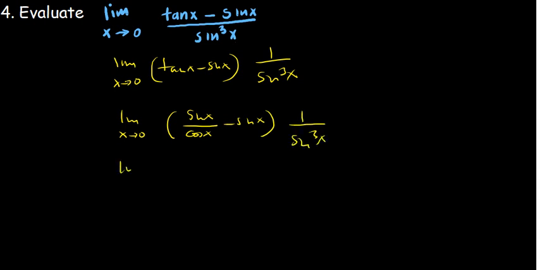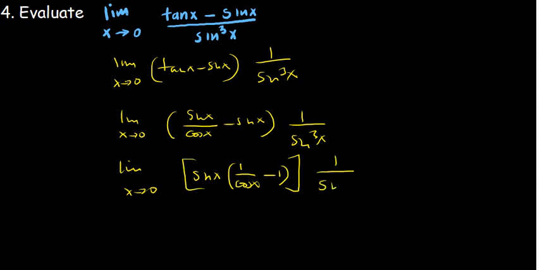And this will give us a limit as x approaches 0. I can factorize out sine x, and we're going to remain with 1 divided by cosine of x, minus 1. And all this is multiplying with 1 over sine cubed x. And from here we can see one sine is going to cancel out with the 1 there.